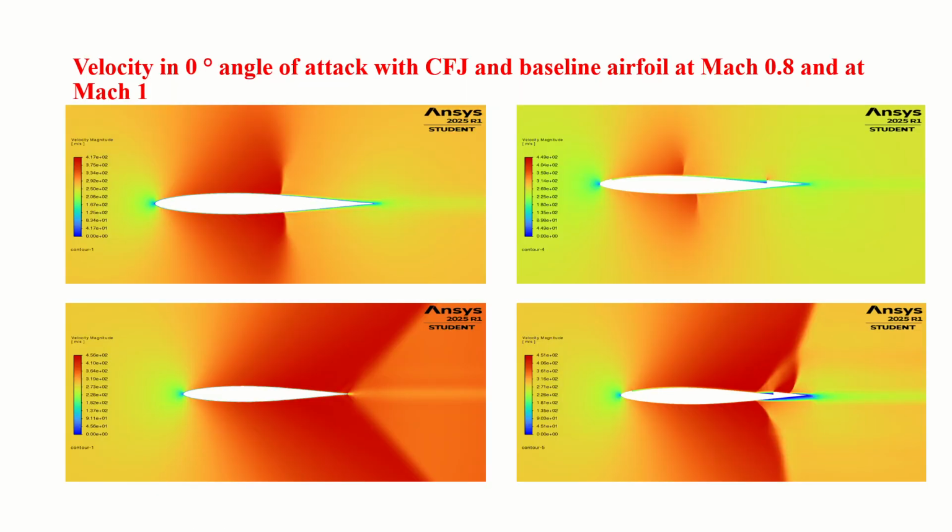So these are the velocity profiles. You can see the comparison with CFJ and without CFJ. The left side is without CFJ, that is the baseline airfoil. The right side is the CFJ co-flow jet airfoil.